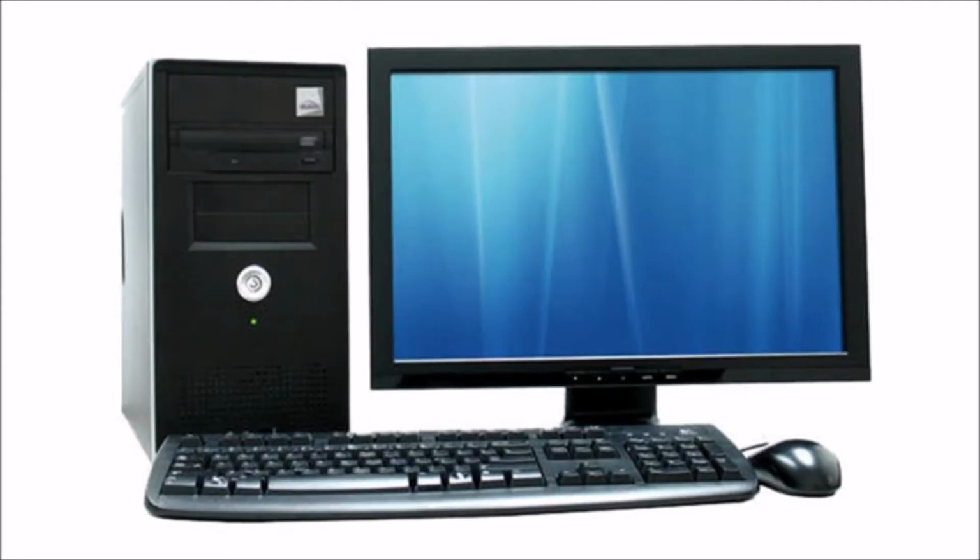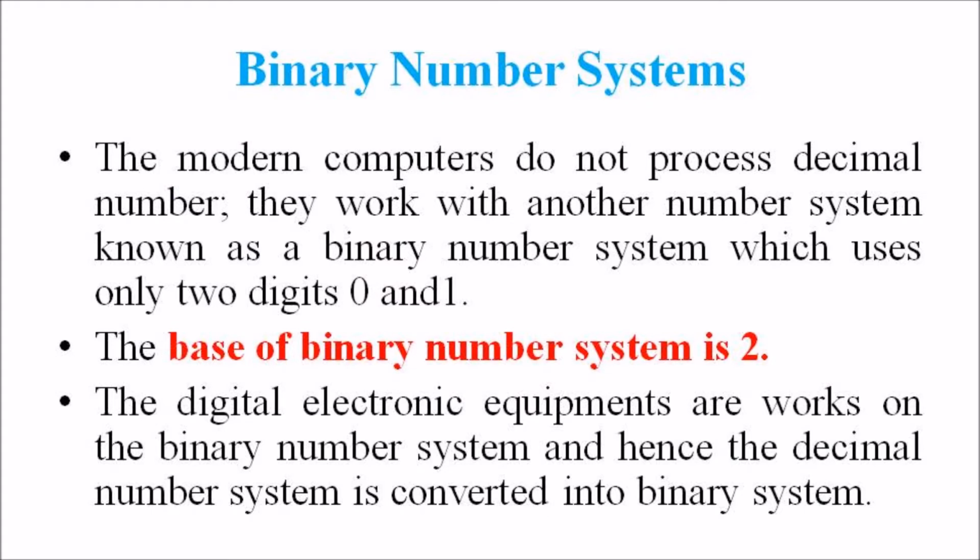When we come to the binary number system, modern computers do not process decimal numbers. All modern day computers operate in the binary number system because decimal numbers are very difficult to represent in a computer system, since computers use electronic devices like transistors to represent and calculate a particular set of instructions and data. The important point in the binary number system is that it uses only two digits. Those digits are 0 and 1.